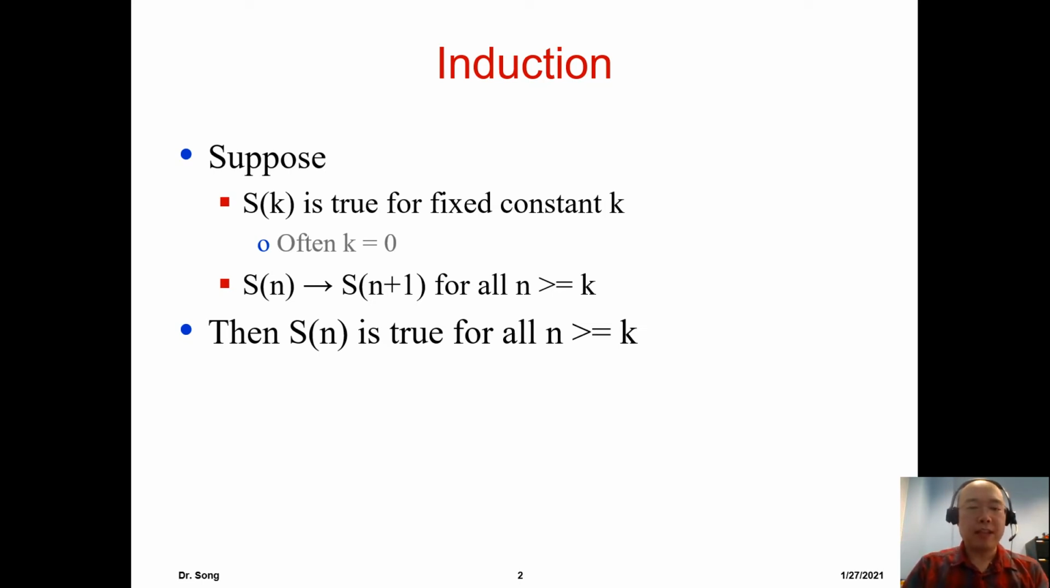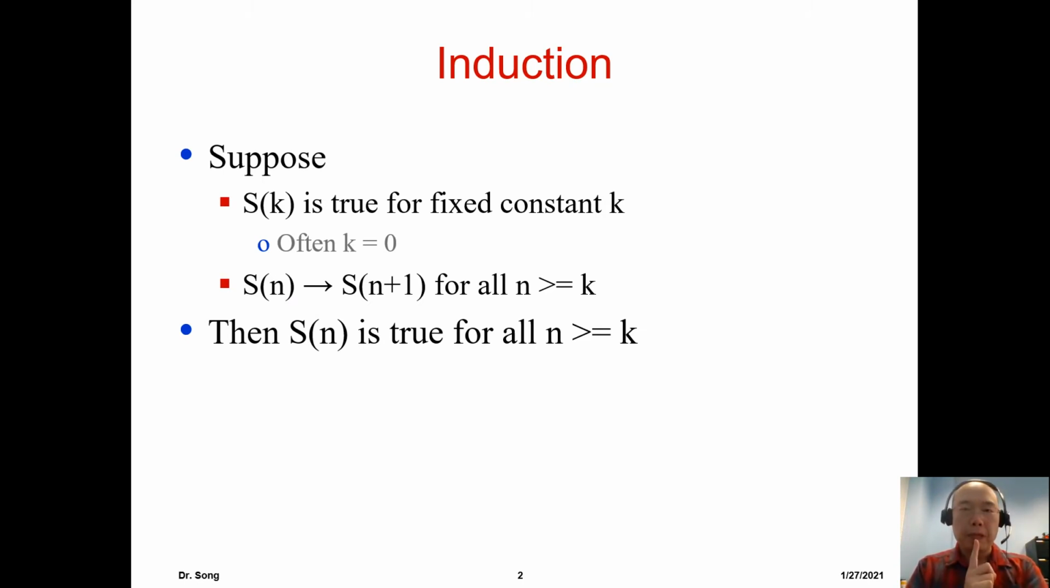And the next step, our goal is we want to show that if Sn is true, then Sn plus 1 is also true for all the values n greater than k. If we have a proof showing that if Sn is true, then Sn plus 1 is also true, what do we have? We start from 0. We prove that for k is 0, S0 is true. And then we also have a proof here, so if Sn is true, we can prove Sn plus 1 is also true.